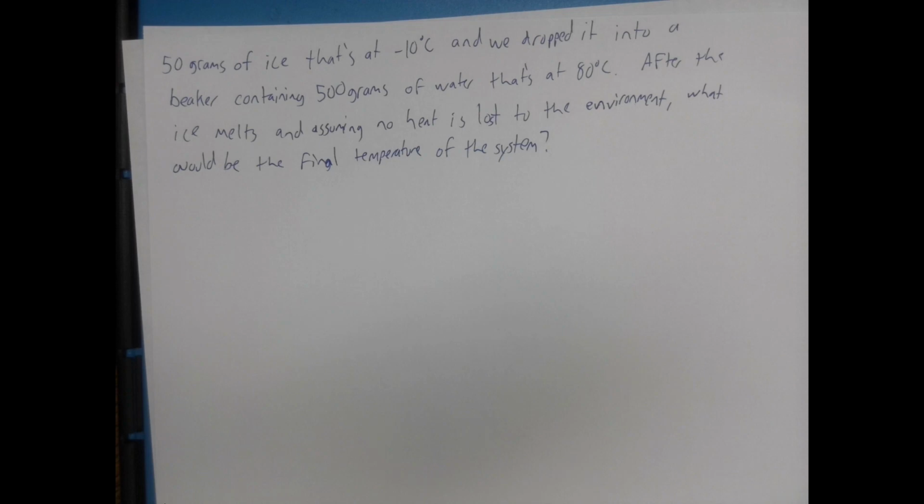So 50 grams of ice is at negative 10 degrees Celsius, and we dropped it into a beaker containing 500 grams of water that's at 80 degrees Celsius. After the ice melts, and assuming no heat is lost to the environment, what will be the final temperature of the system after it settles?